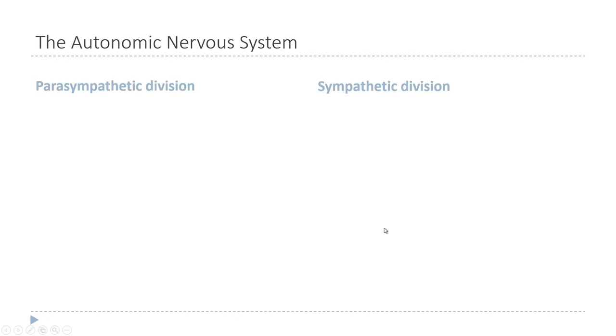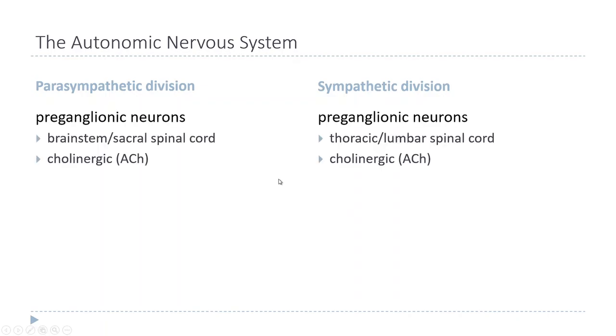And so the two divisions, again, are anatomically distinct, and they also have differences in what they do. In the parasympathetic division, the preganglionic neurons are largely found in the brain stem, and then some are found all the way down in the sacral spinal cord. And those neurons release acetylcholine as a neurotransmitter.